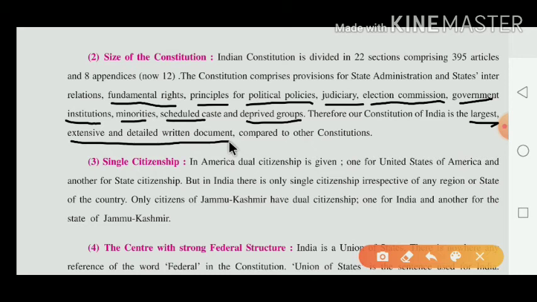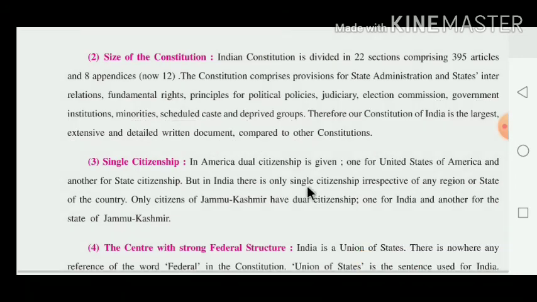Therefore our constitution of India is the largest, most extensive and detailed written document. And dear children, we have already learned in the first point, the written document, that the Indian constitution is the largest, most extensive and detailed written document compared with the constitutions of other nations.